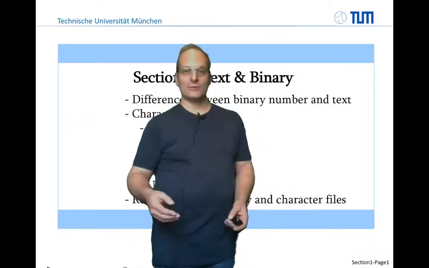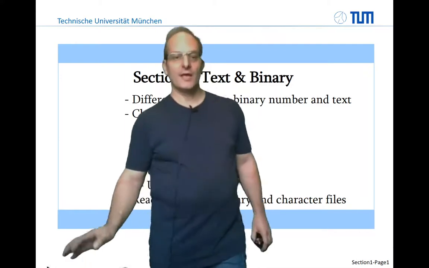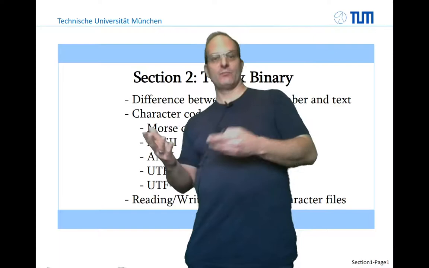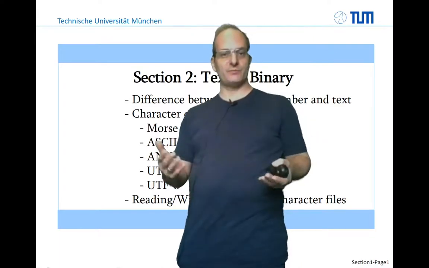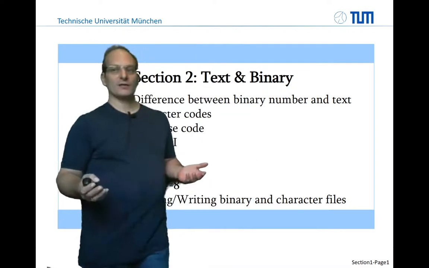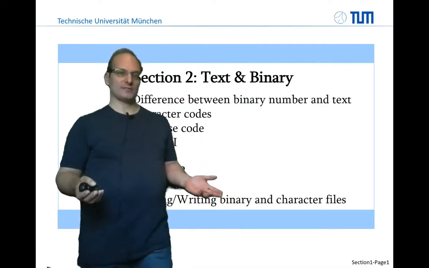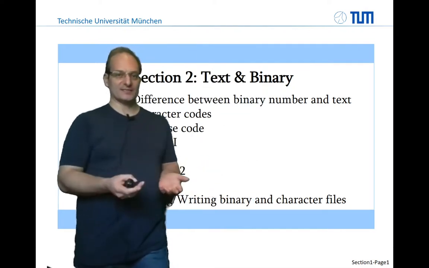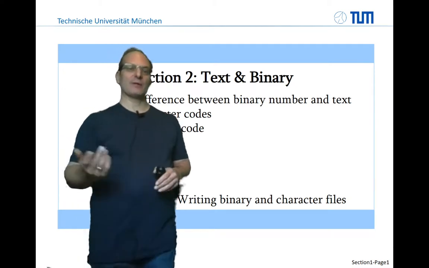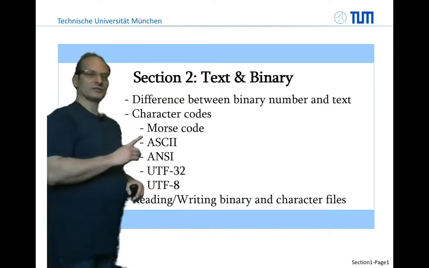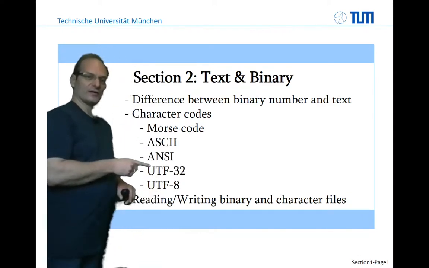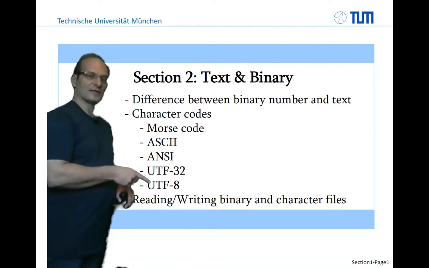So welcome to lesson number 2 about text and binary numbers. So what is the difference between text and binary? There are different ways to represent text, and therefore we'll see a little bit about character codes. So you'll see about Morse code, ASCII, ANSI, UTF-32, UTF-8, and so on.